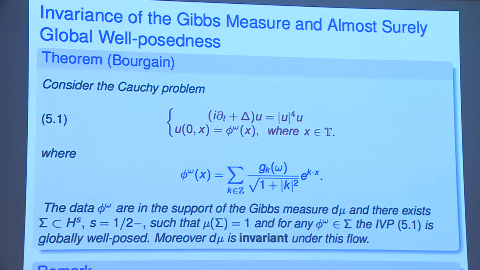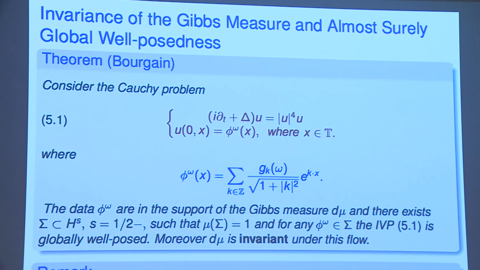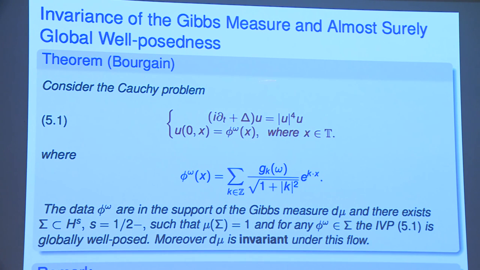Okay, by using this particular data, Bourgain proved that this problem, this is the quintic NLS in one dimension, is globally well posed, almost surely, in a space H^s, where s has to be below 1/2, because you're going to use the measure. And not just that, the Gibbs measure, which I told you briefly how you define before, is invariant with respect to the whole flow given by this problem.